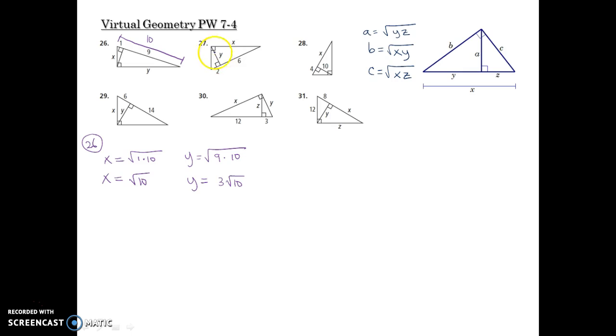And I'll do 27 real quick because that one has the apothem in it. I'll solve for y here. Y is the geometric mean. So remember out here, A is the geometric mean of y and z. So the altitude here is the geometric mean of the segments it cuts the hypotenuse into. So that means in this situation, number 27, y is the geometric mean of 2 and 6. So that's the square root of 2 times 6. And then let's see, can we simplify this at all?